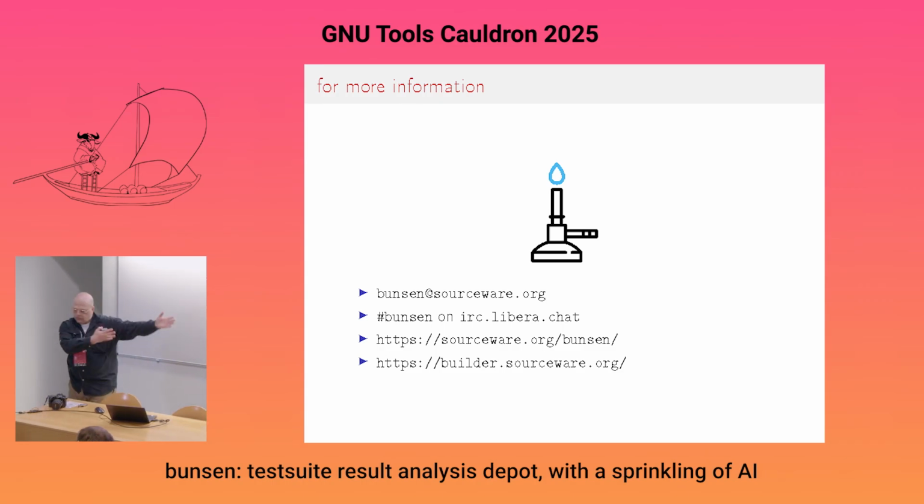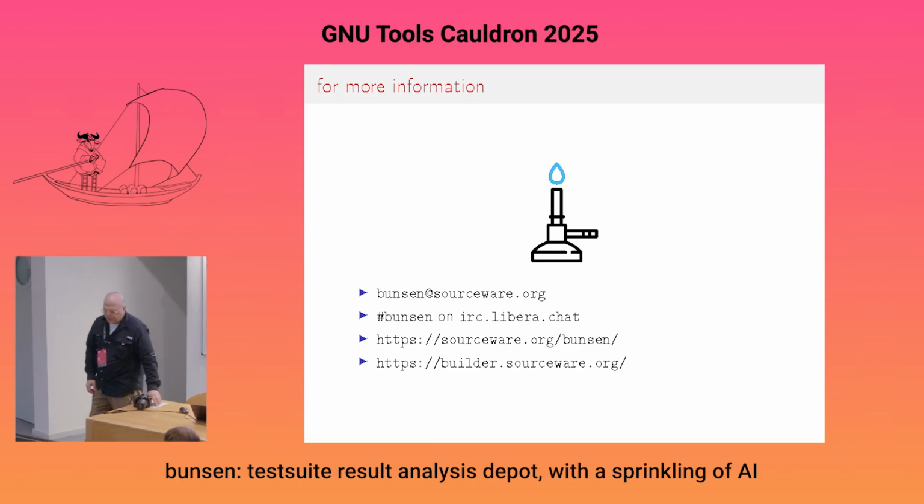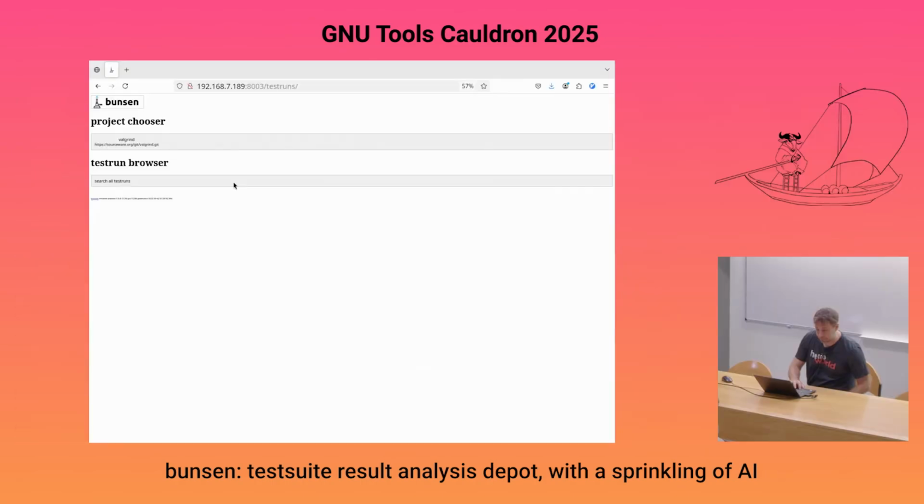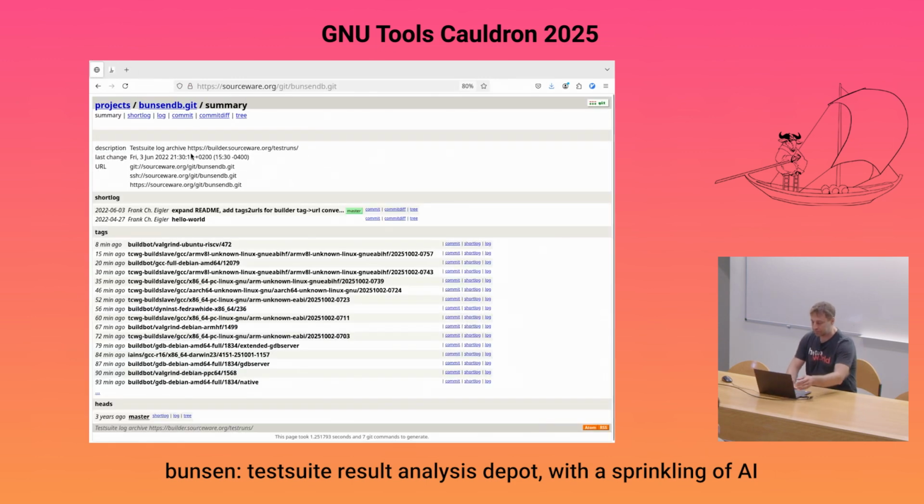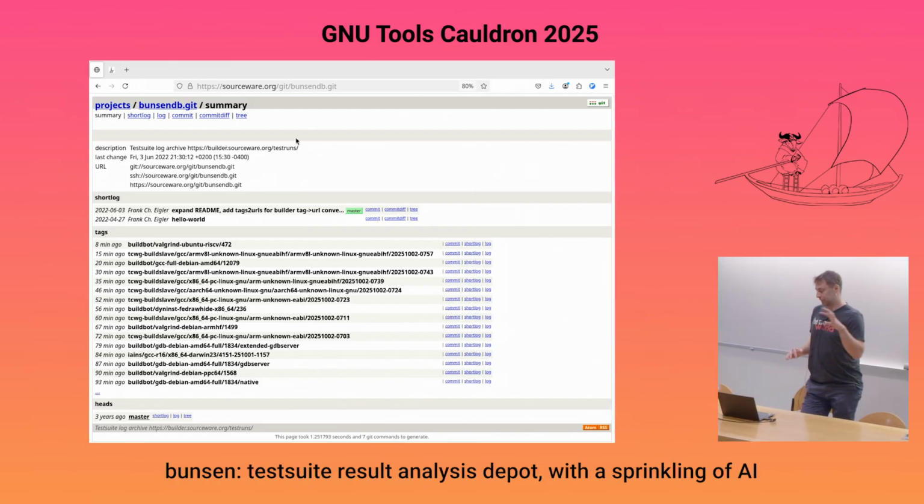Okay. Over to Mr. Martin, who will be brave and will try to do a demo. Let's see. So this is the actual Git repository where the testing data are collected. There is a Sourceware infrastructure with buildbots which generates test results and uploads them here. And here the story starts.